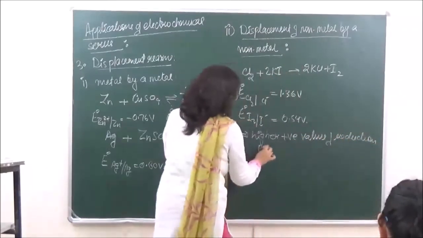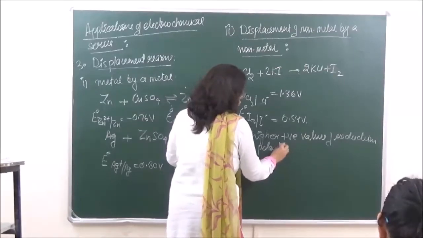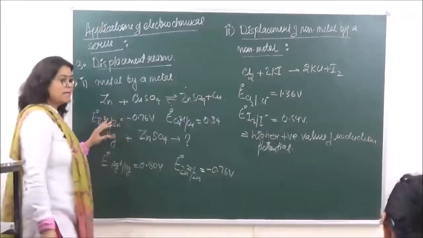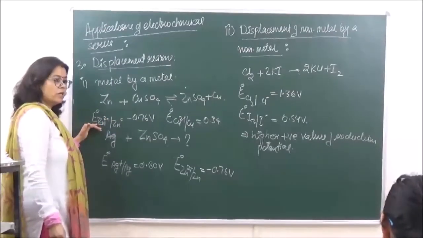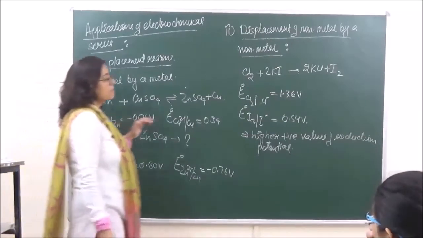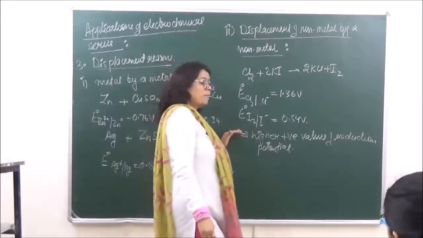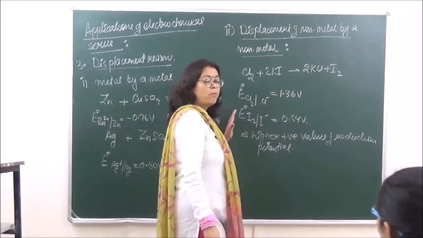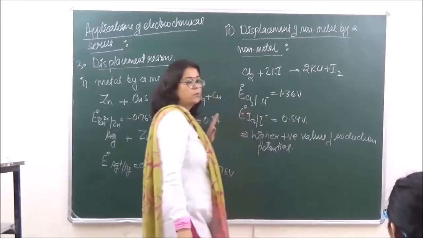reduction potentials. Have you understood the difference between the two now? When we are talking of metals displacing metals, the value of the reduction potential should be more negative for the metal to displace, while if we are talking of non-metals displacing non-metals, then it should have the higher positive value of reduction potential.